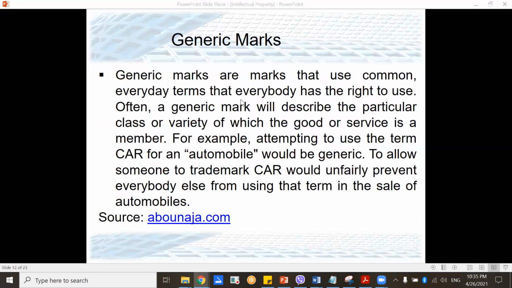Generic marks are marks that use common everyday terms that everybody has the right to use. A generic mark will describe a particular class or variety of which the good or service is a member. For example, attempting to use the term car for an automobile would be generic. To allow someone to trademark the word car would unfairly prevent everybody else from using that term in the sale of automobiles.